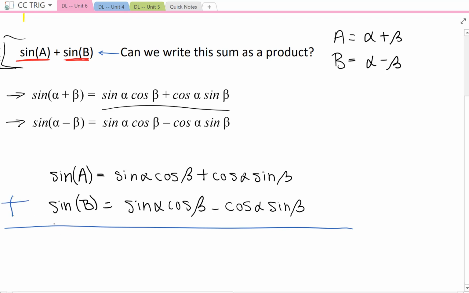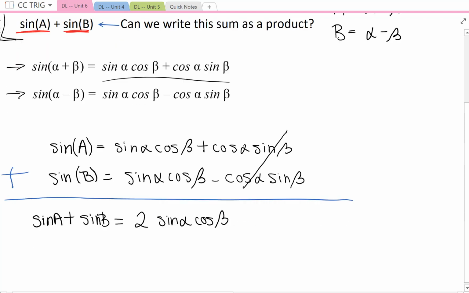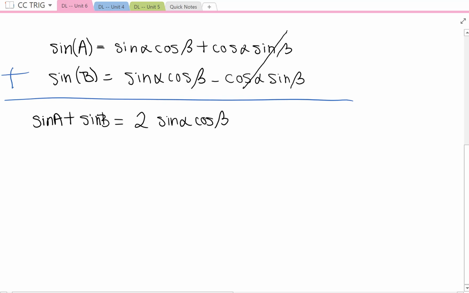Sine A plus sine B. Sine alpha cosine beta plus sine alpha cosine beta. There are two of them. So 2 sine alpha cosine beta. Positive cosine alpha sine beta minus cosine alpha sine beta. That reduces to 0. All right, we have it.